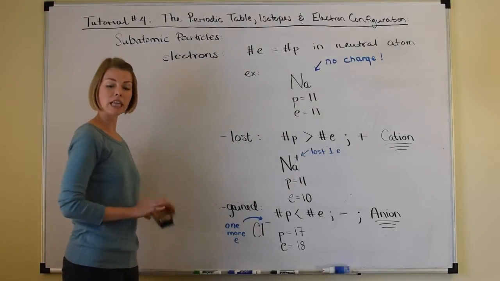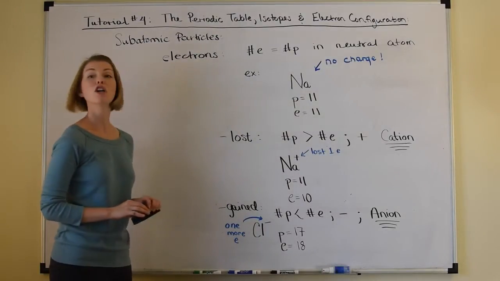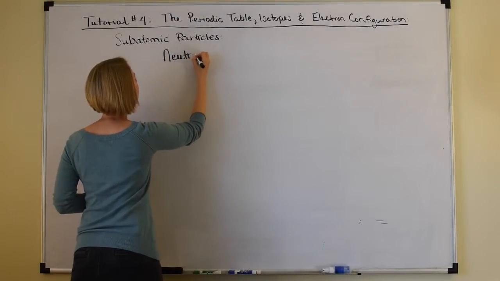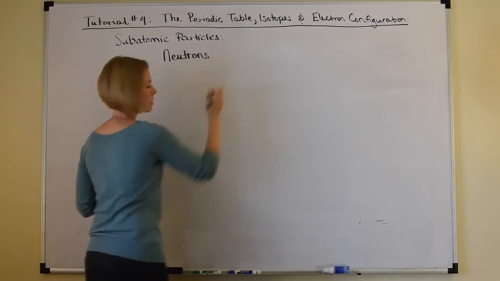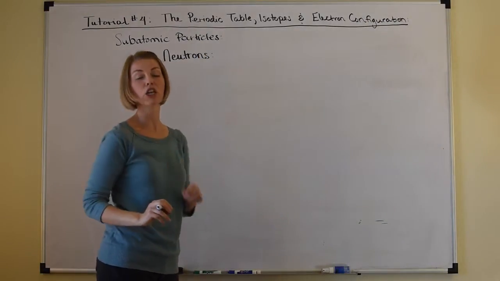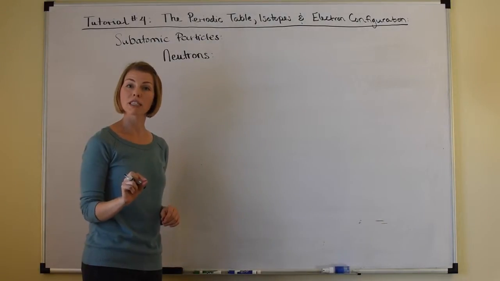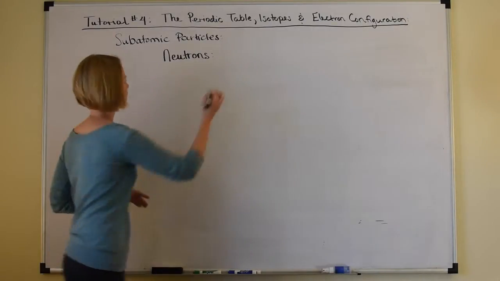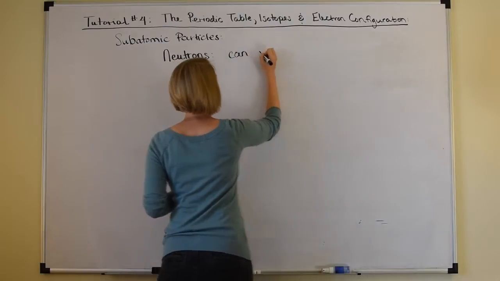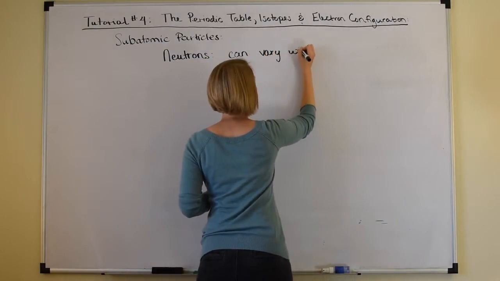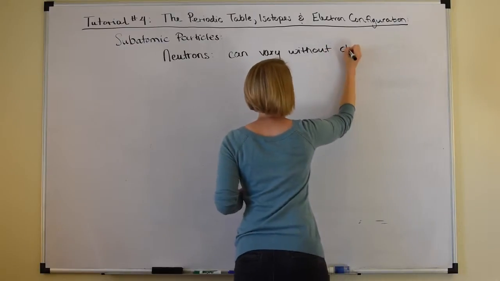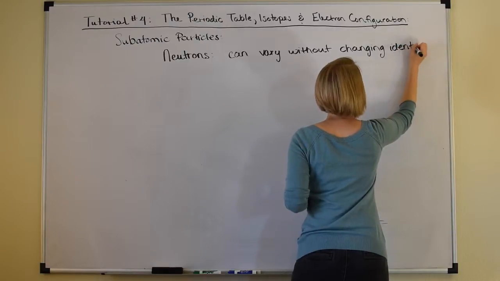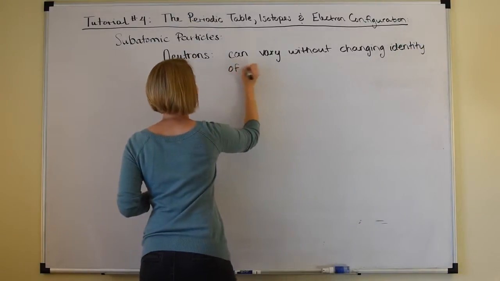Okay, I'm going to erase all of this about electrons, and we're going to go on to neutrons. All right, so last but not least, neutrons. The number of neutrons can change without changing the identity of the substance. Okay, so it can vary without changing the identity of the element.